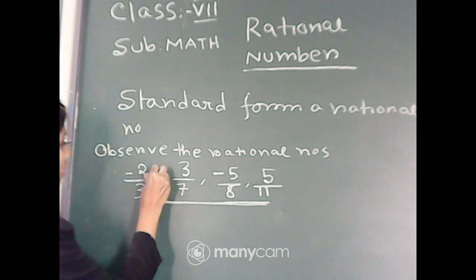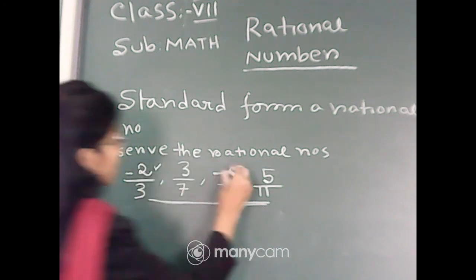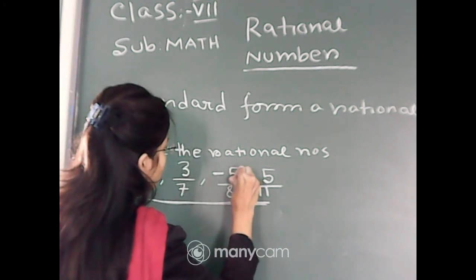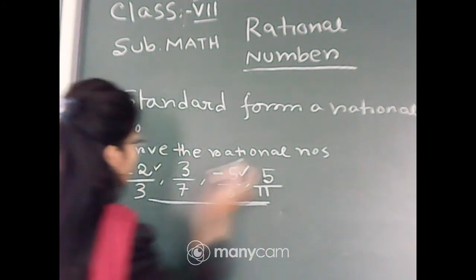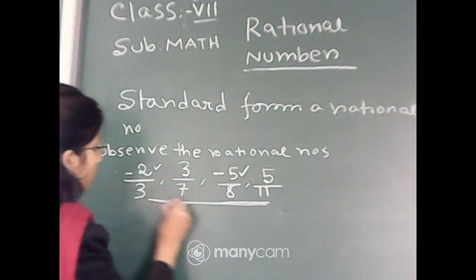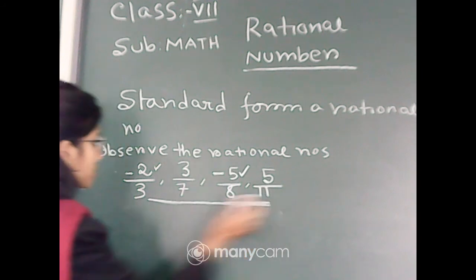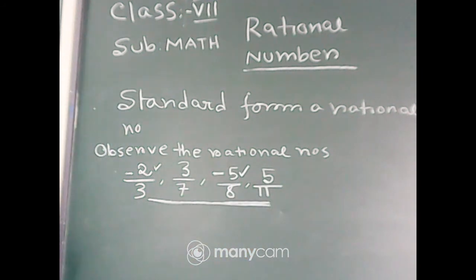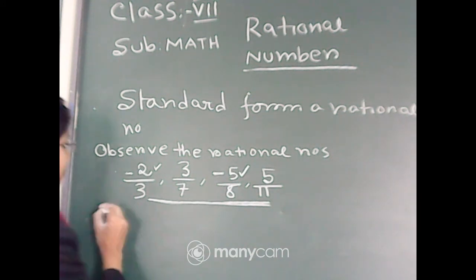Here the negative sign occurs in the numerator. In this case, the negative sign also occurs in the numerator. Here the denominators are positive, and 1 is the only common factor between the numerator and the denominator. So, such rational numbers are said to be in standard form.